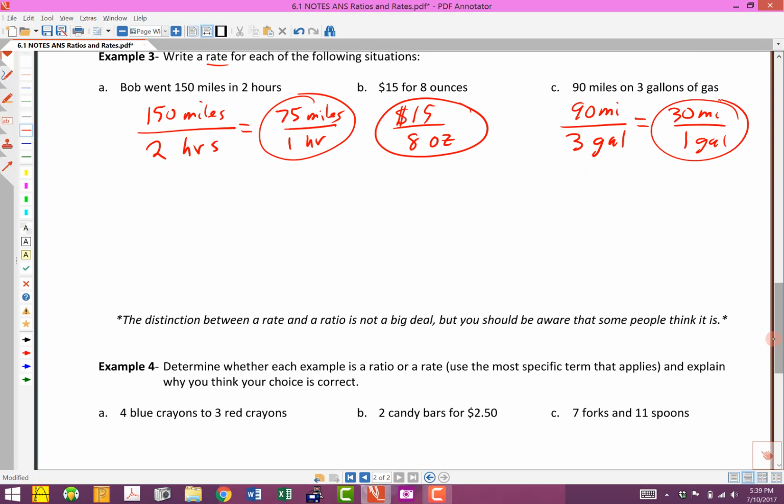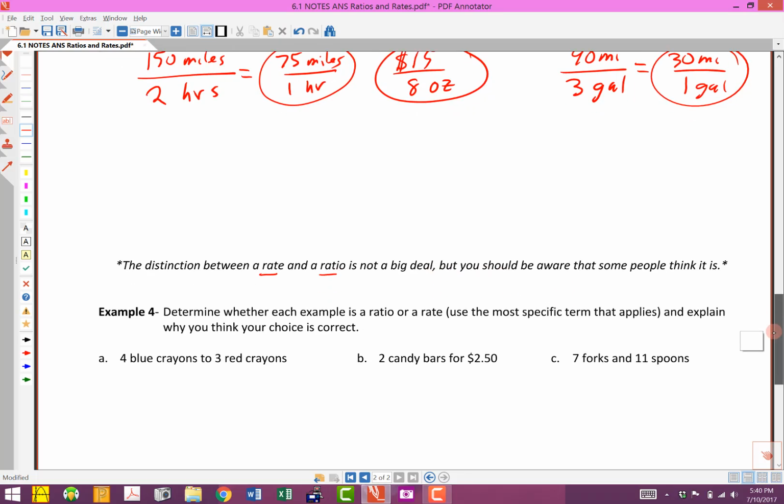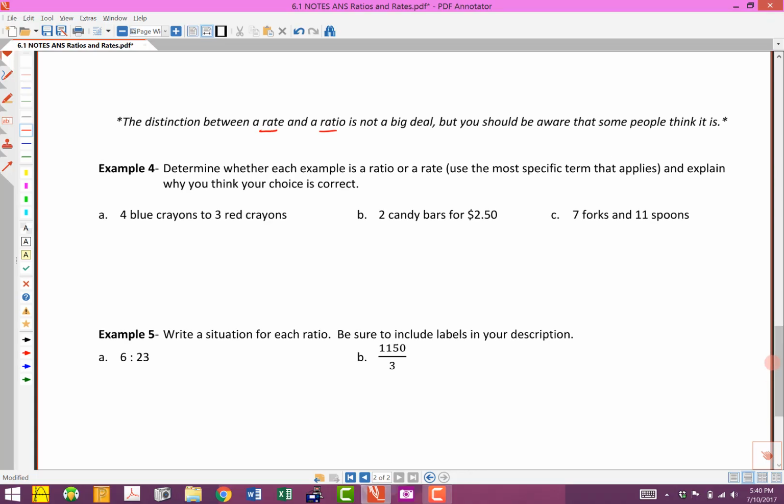Very, very similar to ratios. And again, the distinction between a rate and a ratio is not a huge deal. Notice that they've got basically the same root word here. So we're still talking about a ratio. It's just talking about what type of quantities we have on the top and bottom. Some people think that's a big deal. I don't really think it is, but you should be aware that some people think that that's a major difference there.